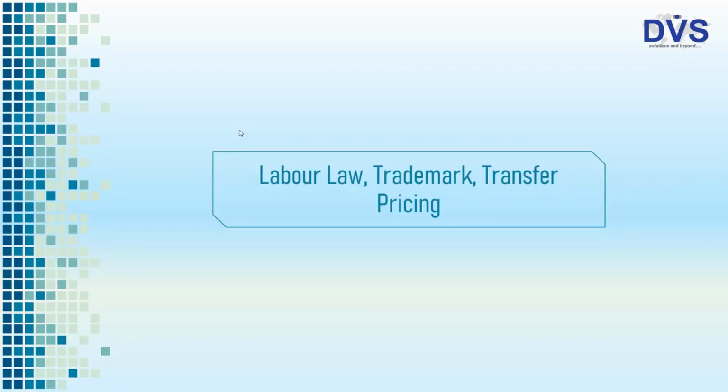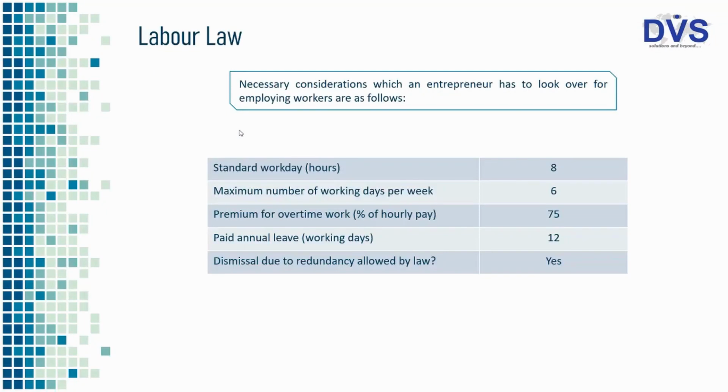Labor law, trademark, and transfer pricing. As per the standard labor law, the standard working hours per day is 8. The maximum number of working days per week is 6. There's a premium for overtime work, which is at 75% of the regular pay. Paid annual leave is 12 days per year. And dismissal due to redundancy is allowed by the labor law. So it's quite a flexible labor law from the point of view of an entrepreneur, and it's not too cumbersome for him to understand when he wants to get people on board for getting started with his work.